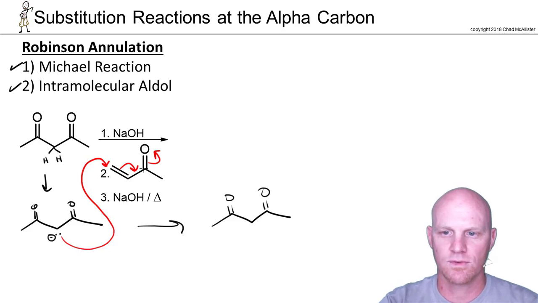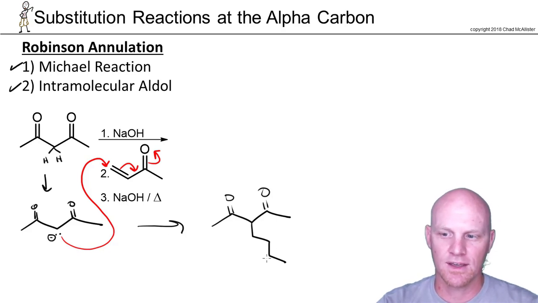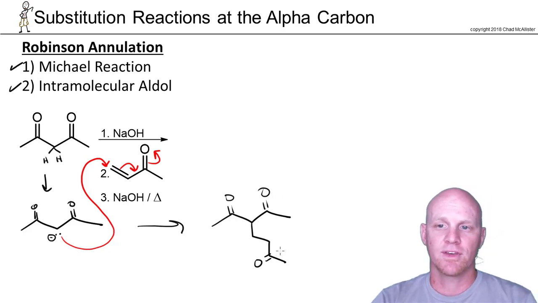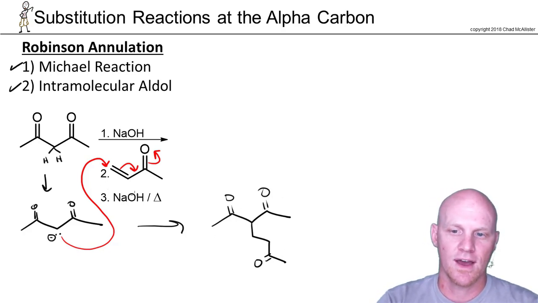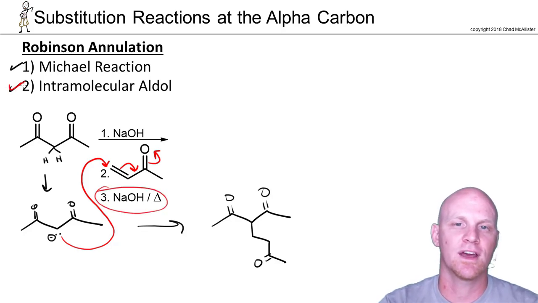So we've added 1, 2, 3, 4 carbons, and after the tautomerization, it's originally going to form an enol, but after tautomerization, it goes back to being a ketone. So we've now got 3 carbonyls in this molecule, and we are simply going to add NaOH and heat and do an intramolecular aldol now, step 2.